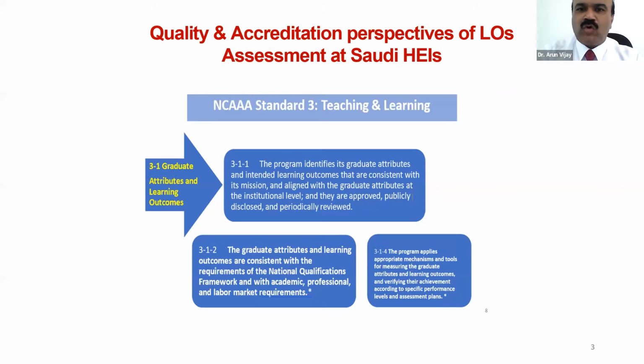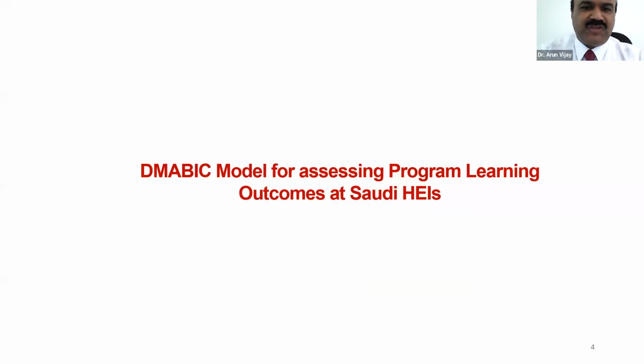They talk about learning outcome development and graduate attribute development. They talk about the alignment of the learning outcomes and the graduate attributes with the national qualification framework. And the third criterion says every academic program has to develop mechanisms and tools to assess both program learning outcomes as well as graduate attributes. This is the entire story, and it is the most important essential criterion which each academic program in Saudi Arabia has to fulfill.